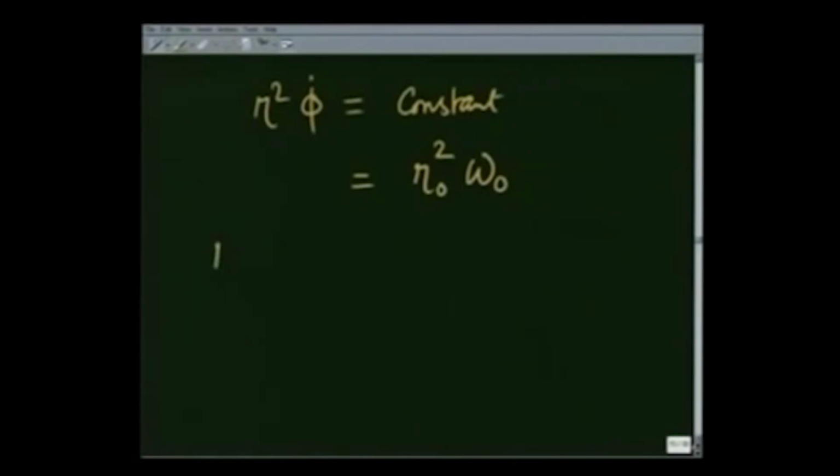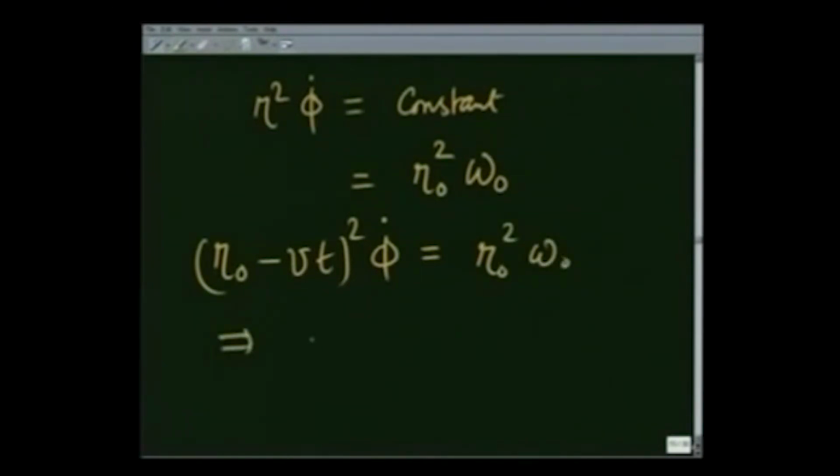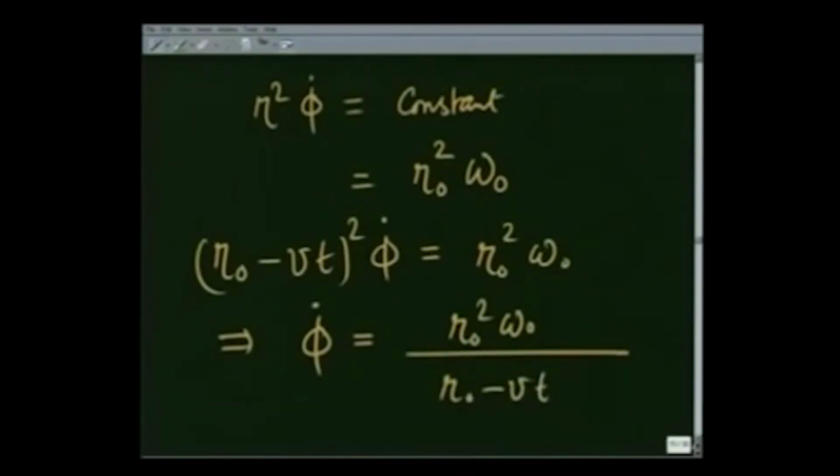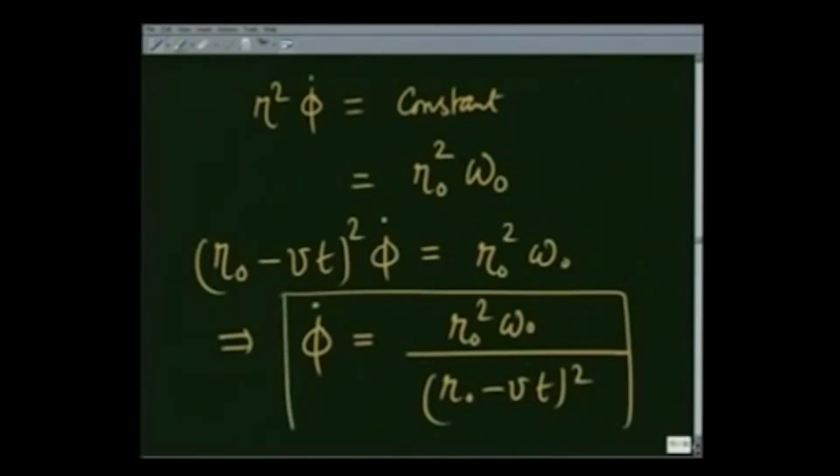So, if the initial position was r0 and its initial angular speed was omega 0, this remains fixed. As I already told you, r changes according to r0 minus vt, so r squared φ-dot is going to be equal to r0 squared omega 0, and therefore the angular speed, if I am pulling the wire end with a constant speed, is going to change as r0 squared omega 0 over (r0 minus vt) squared. So, we have obtained how the angular speed changes.